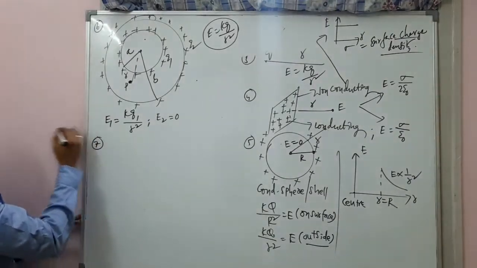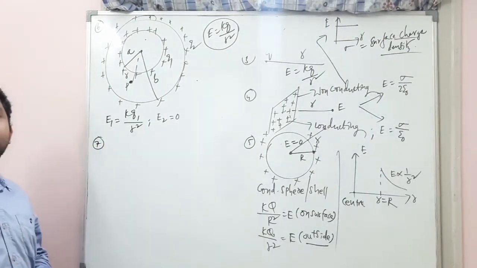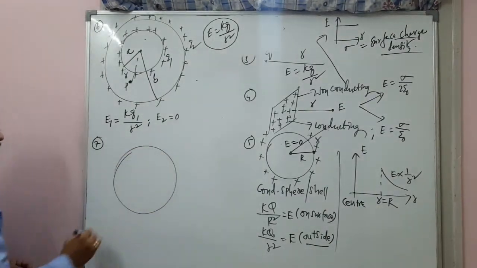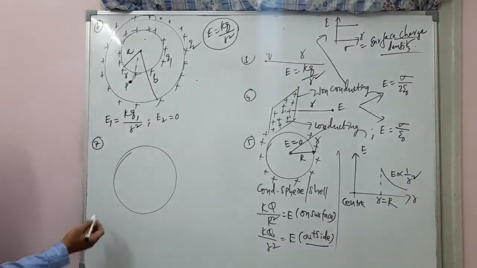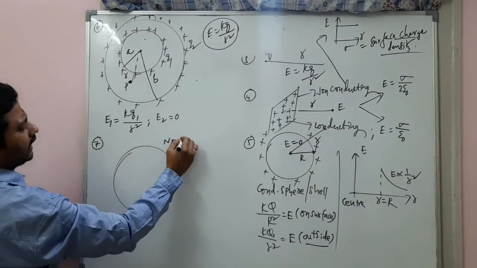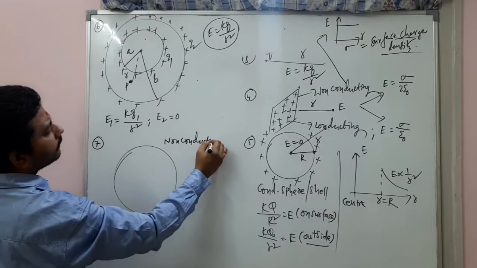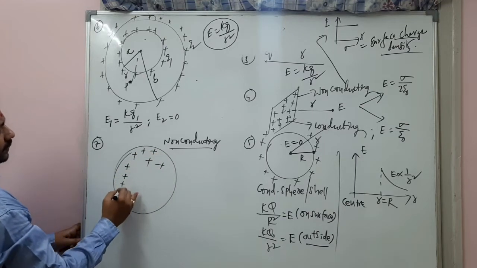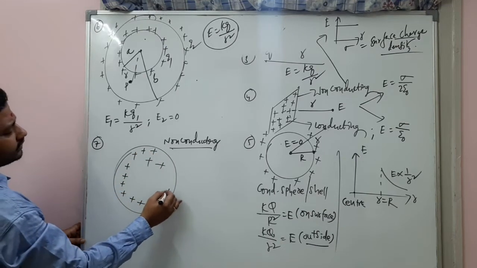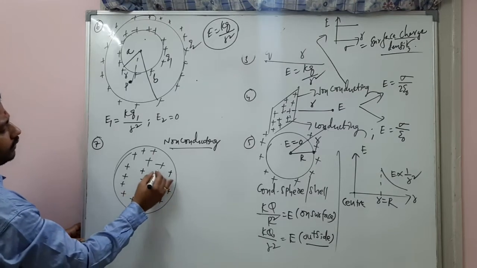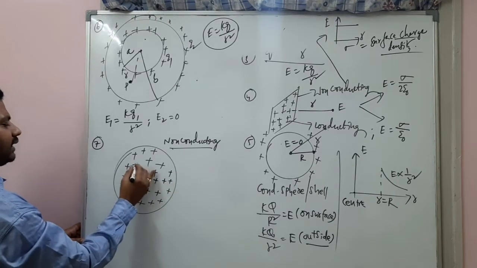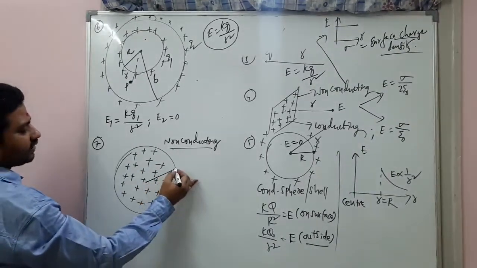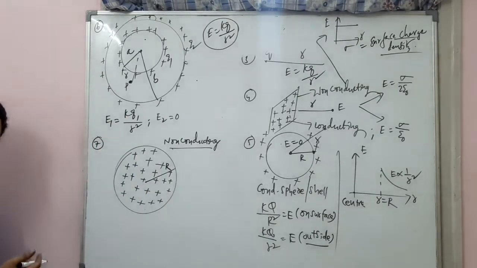Now, the last concept of the first chapter of electrostatics. There is a sphere, which is a non-conducting sphere, and the charges will be distributed throughout the volume of the sphere, like this. So this is the center. The radius of this non-conducting sphere is R, you know.